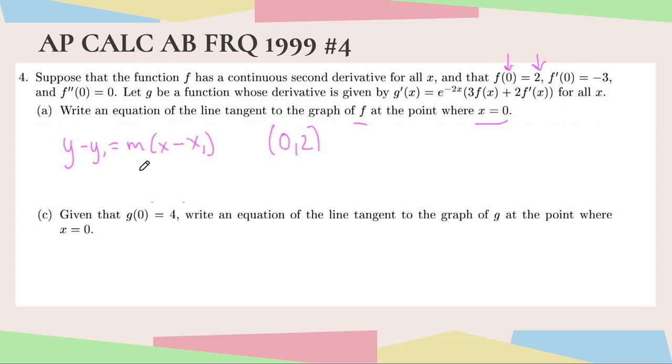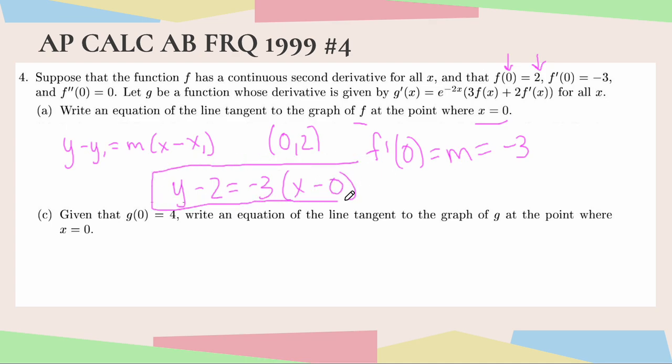Now I have to get the slope. So the slope is given by f prime, right? Remember, it's the derivative which represents slope. And again, my x value is 0. So I need to use my f prime of 0 value, which is going to equal m, which is given here, which is just negative 3. Now I'm going to plug everything in. So y minus y1 equals m times x minus x1. Now I have the equation for the tangent line to the graph of f at the point where x equals 0.